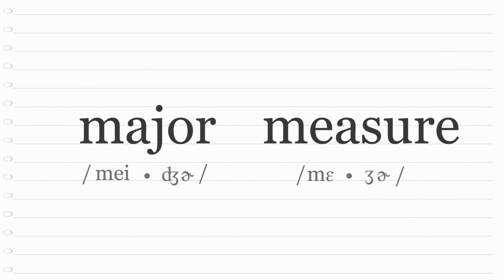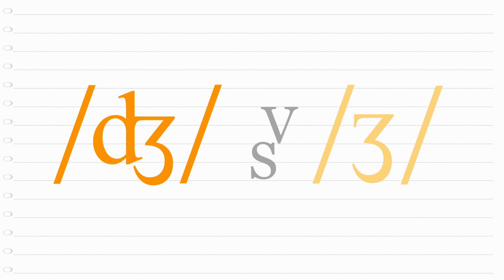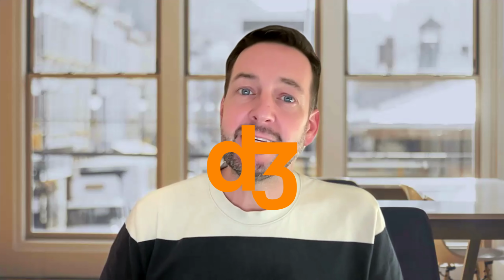On the left, we have major, jur, and on the right, we have measure, jur. So let's look at the difference between these two sounds, j and j. Now, j is a voiced sound. As I mentioned in my last video, a voiced sound is a sound that comes from here. Okay, so we make a sound in our throat, j.